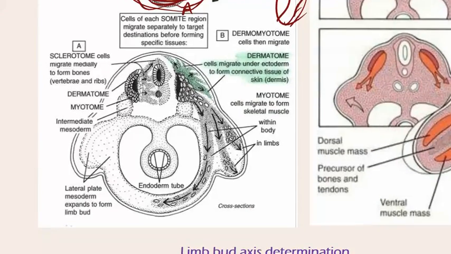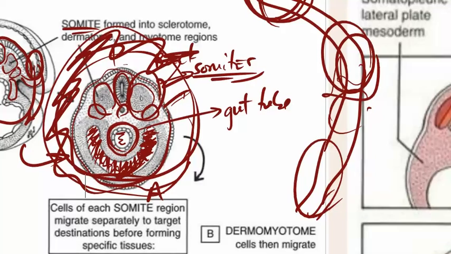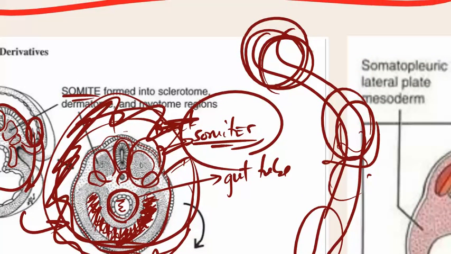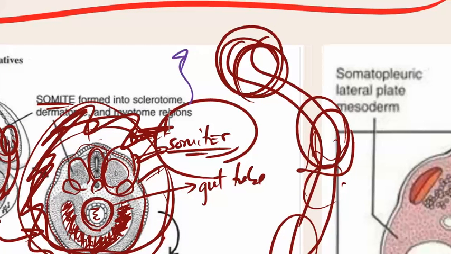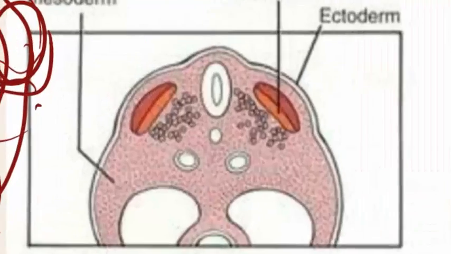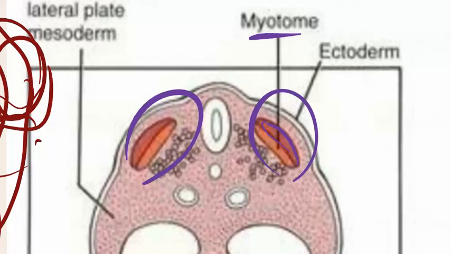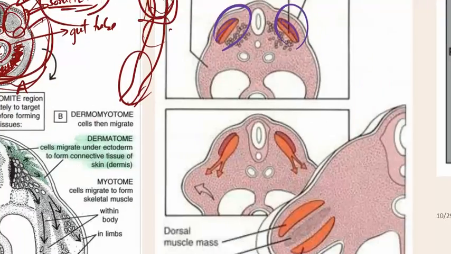Okay, so the thing I wanted to mention here is that we have the paraxial mesoderm. The paraxial mesoderm becomes your somites, and there are three different parts to the somites, right? So you have your sclerotome, you have your myotome, and you have your dermatome. That's what you're seeing here. Here you have the myotome, and this would probably be another part of that somite.